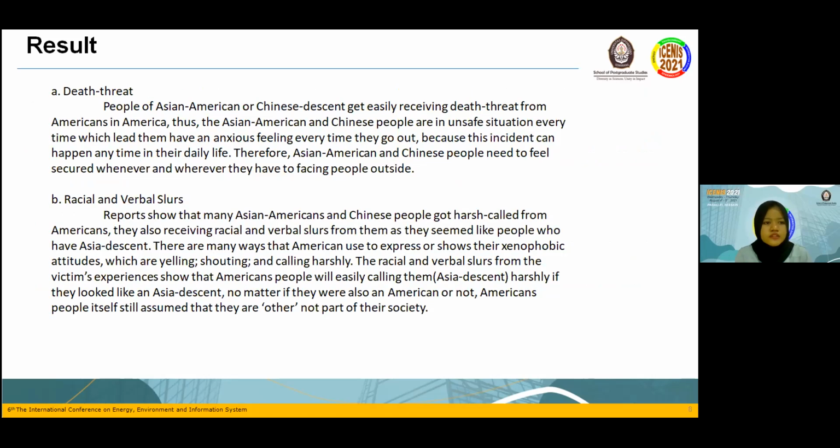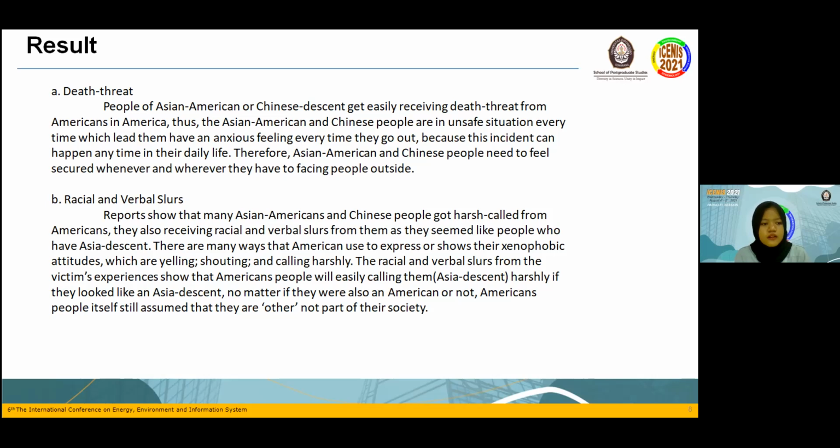There is that threat. People of Asian American or Chinese descent easily receive threats from Americans in America. Thus, Asian American and Chinese people are in an unsafe situation all the time, which leads them to feel anxious every time they go out, because this incident can happen anytime in their daily life. Therefore, Asian American and Chinese people need to feel secure whenever and wherever they have to face people outside.